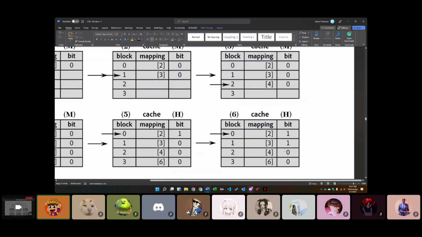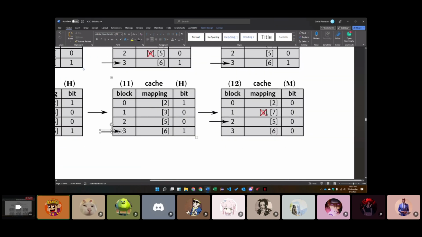And the last thing is a 7. So the hand is here, it's going to evaluate this. 6 has a second chance, turns it to a 0, then it moves up. 0 has a second chance, turns it to a 0, then it goes down again. 1 doesn't have a second chance, so the element at block 1 gets replaced. 3 gets replaced with 7, and the clock moves down. And that's pretty much it.